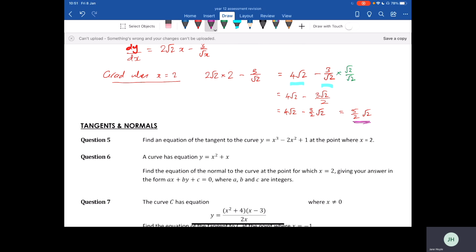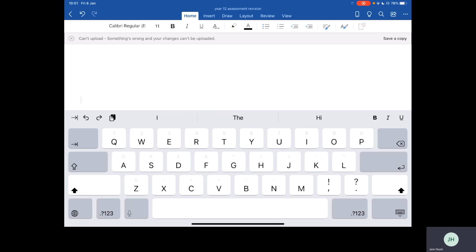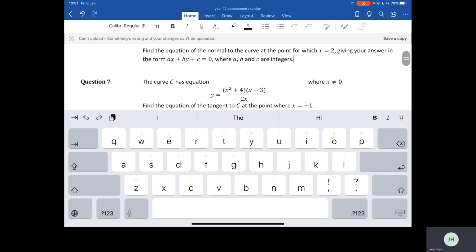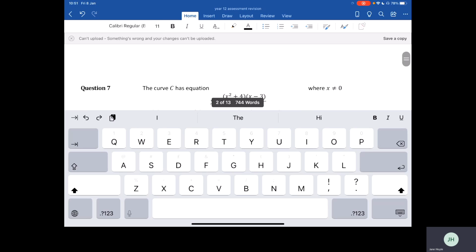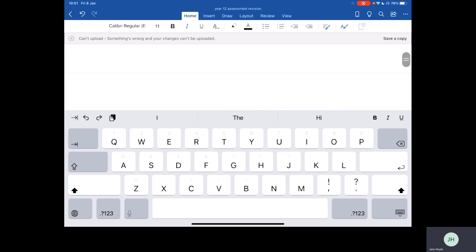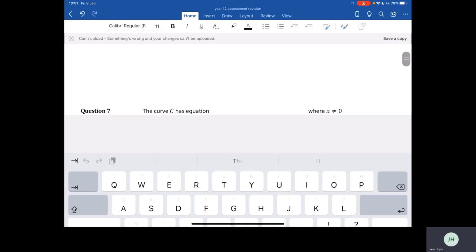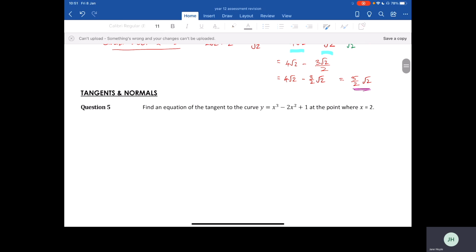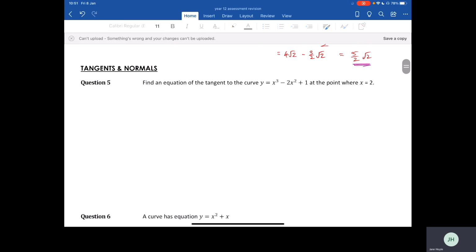Let's move on now to the first of many different applications. So tangents and normals, finding stationary points, and also increasing, decreasing functions. But let's certainly get this section done on this first video. So find the equation of the tangent to the curve when x equals 2.